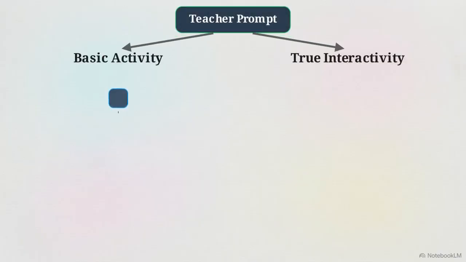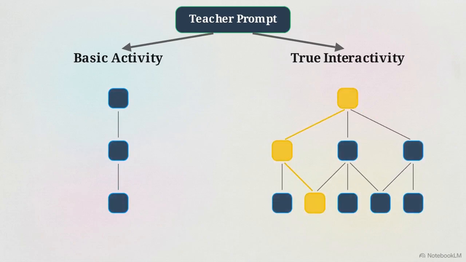This diagram shows two paths for your prompt. On the left are basic point-and-click activities, like simple sorting or matching games, offering lower-level engagement. True interactivity requires the structure on the right: student choices, variable consequences, and gamified elements.